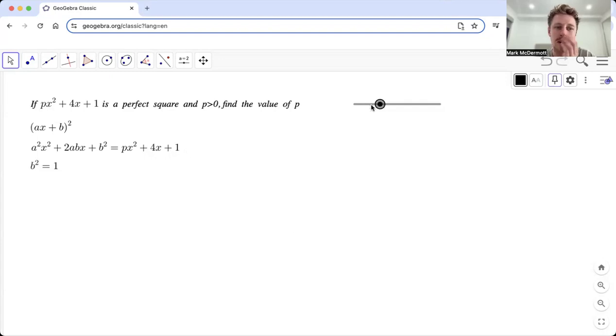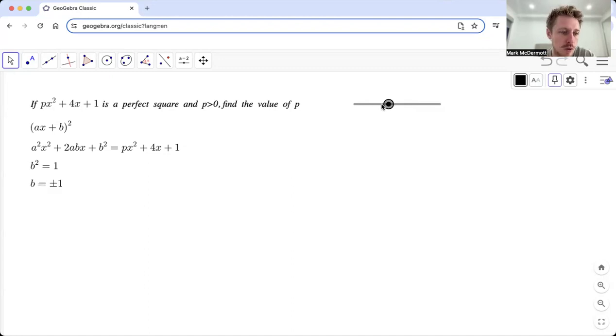So what we can say straight away is that this b squared value here is clearly equal to this 1 here, just by looking at it, because that's the last term. It doesn't have any x's in it. This one doesn't have an x in it. And this is the only term on the left-hand side that doesn't have an x in it. So this b squared equals 1.